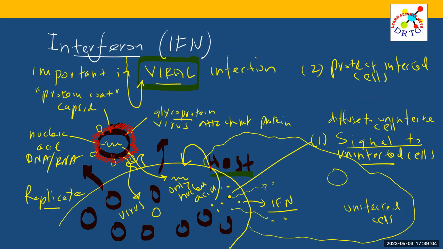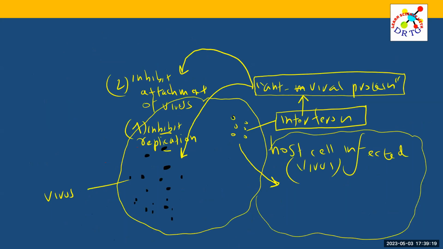When a cell is infected with virus, interferons are produced. There are two mechanisms. One is that it protects the infected cells. It tries to give a signal to the neighboring cells to protect themselves. And how does it do that? They can produce another group of protein called antiviral protein. Antiviral protein has two functions. It can inhibit attachment of virus. It can inhibit replication of virus.